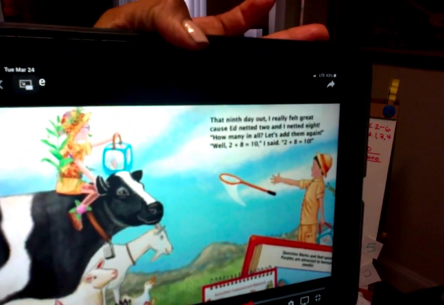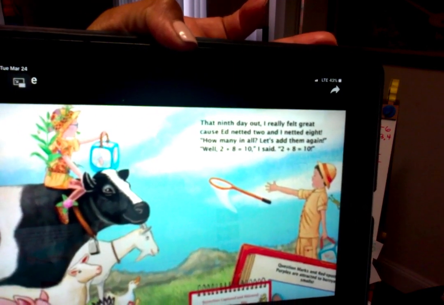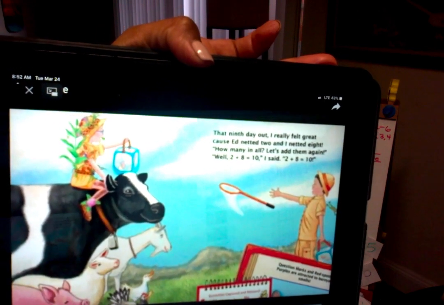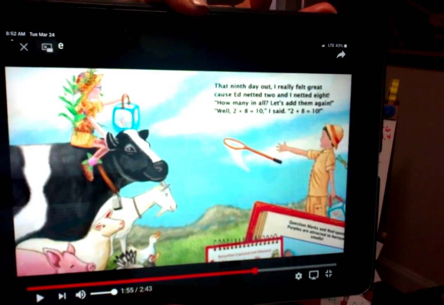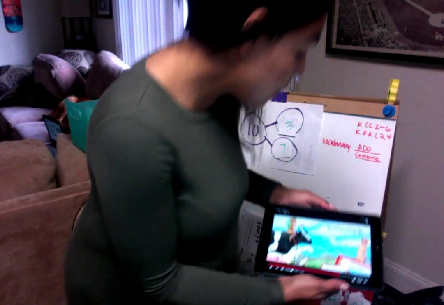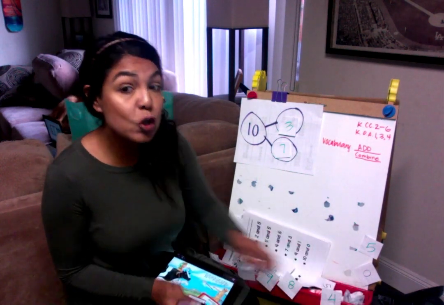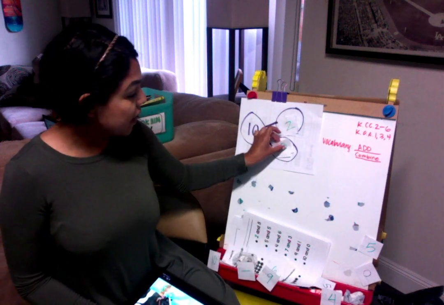The 9th day, I really felt great because Ed netted 2 and I netted 8. How many in all? Let's add them together. Well, 2 plus 8 equals 10, I said. 2 and 8 make 10. Wow. She caught a lot. All right. How many did Ed get here, guys? 2. Good. How many did she get here? Good. She got 8 this time.